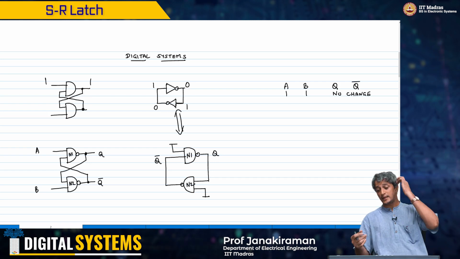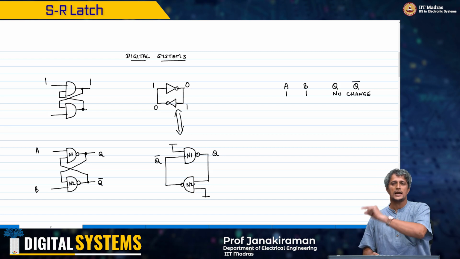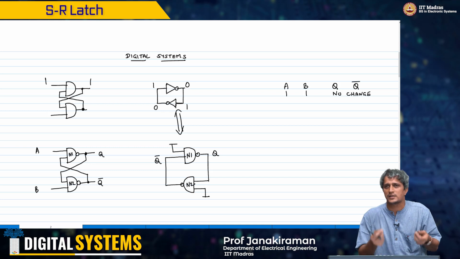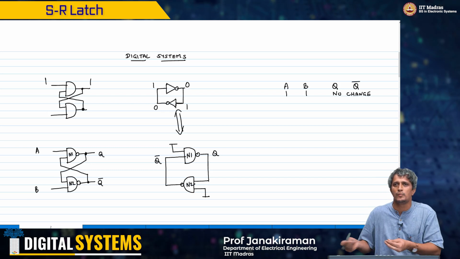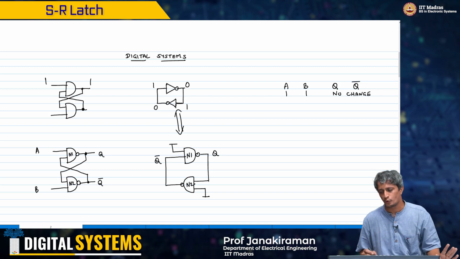Remember, in the D latch case, Q bar never came out. That node was not exposed, so we said it had only one output. In this case, that node is also available to the outside world, and therefore this is a 2 input 2 output system.